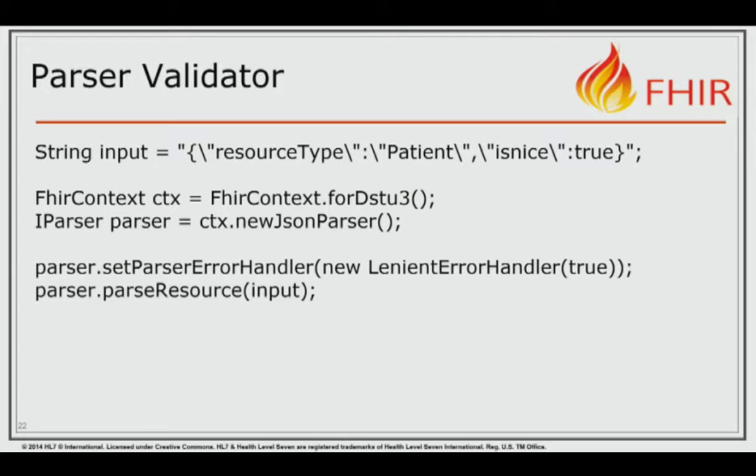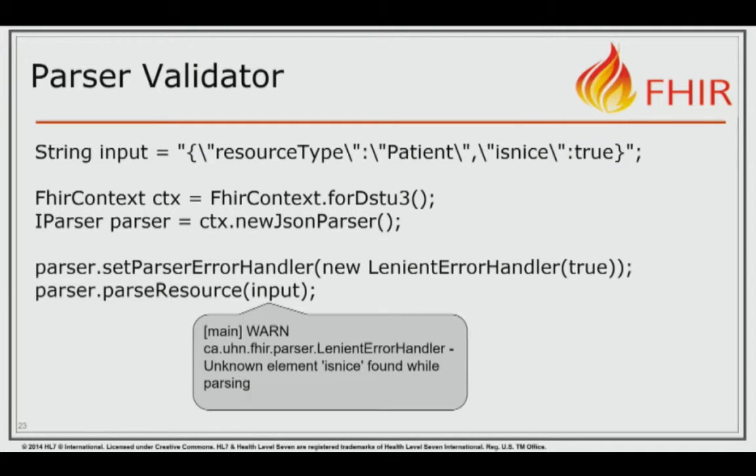So the way this works is, on your parser, there's a method, set parser error handler. There are a few implementations of this interface, IParserErrorHandler, one of which is the lenient error handler. All that does is log any problems, or optionally just ignore problems silently. There's another one called the strict error handler, which will basically throw an exception and return an HTTP 400 to the client as it comes in. And it's also, of course, an interface, so if you wanted your own custom handling of errors, you've got that option as well.